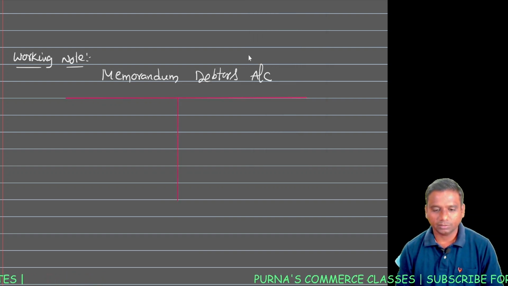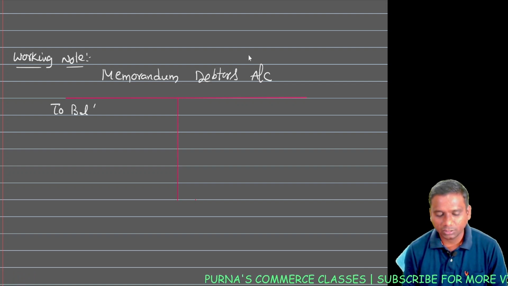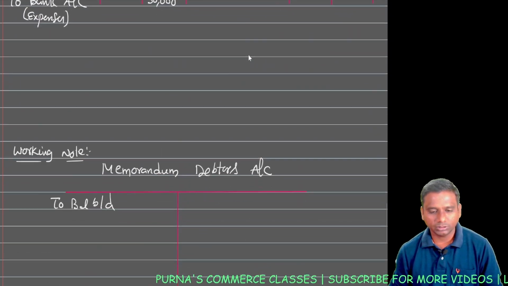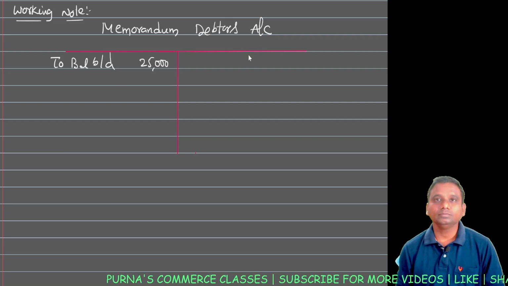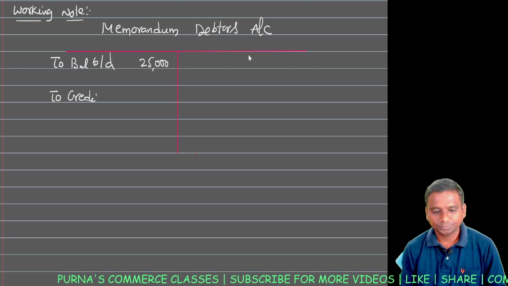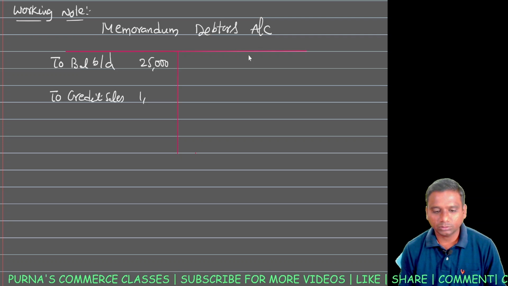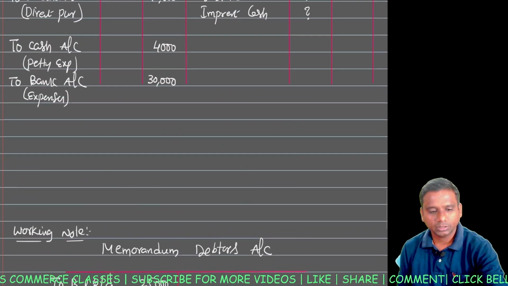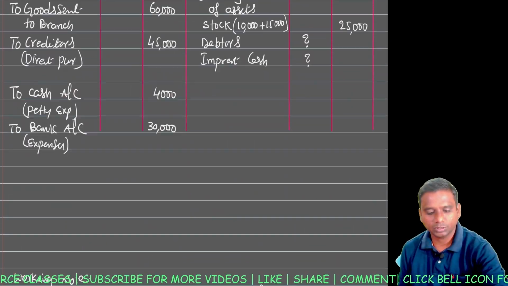Now tell me, opening balance. How much of opening balance do we have? Balance brought down, look at how much here, 25,000. 25,000 opening balance. Okay, now how much of goods you sold? Credit sales, 1,30,000 given in the problem. Okay, fine.